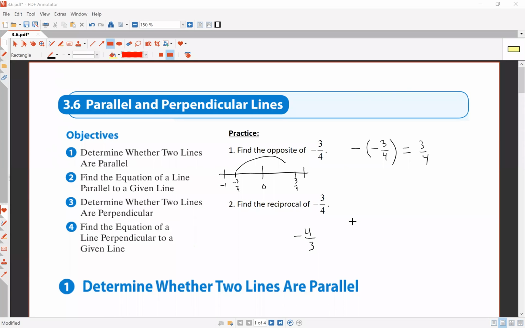This video covers section 3.6, parallel and perpendicular lines. Objective 3, determine whether two lines are perpendicular.